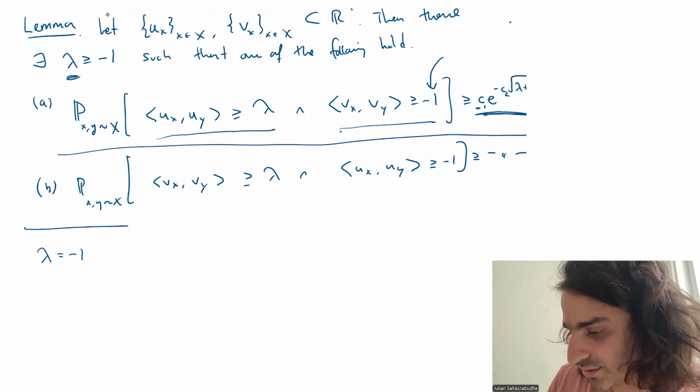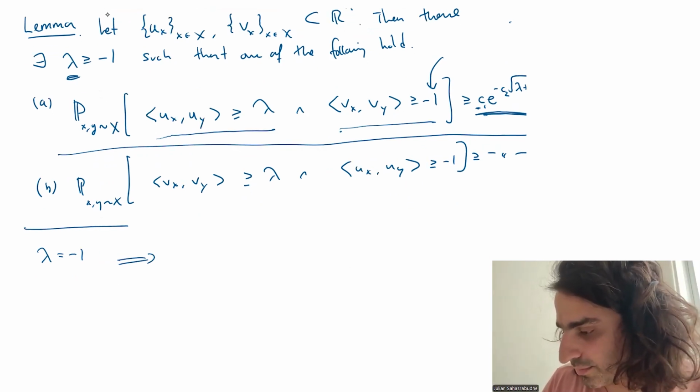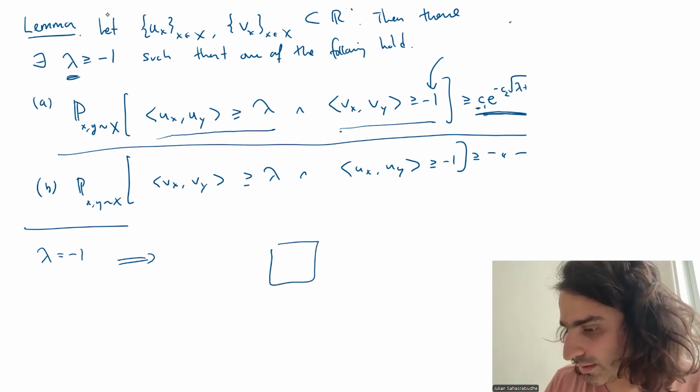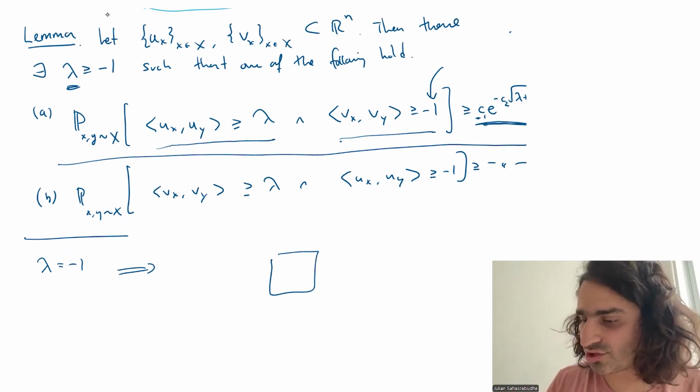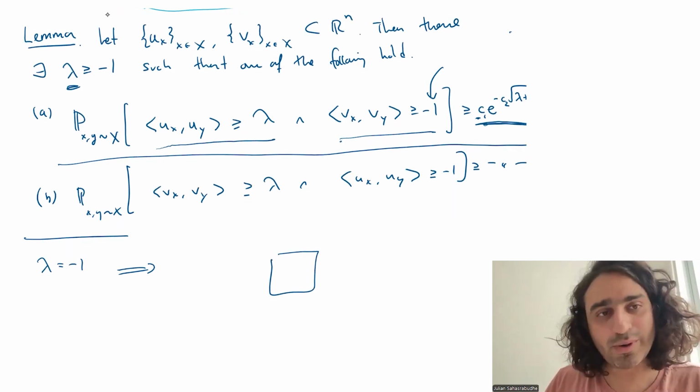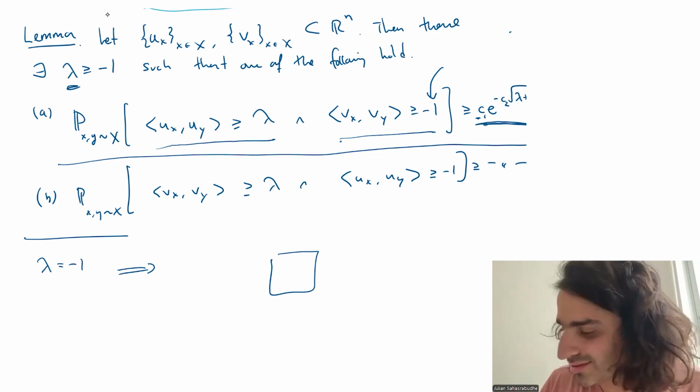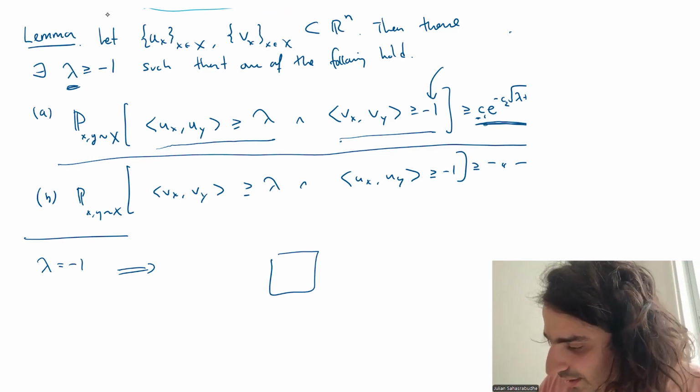So what would I do, going back to the algorithm? Now I just choose some x for which this holds. So this is my x.